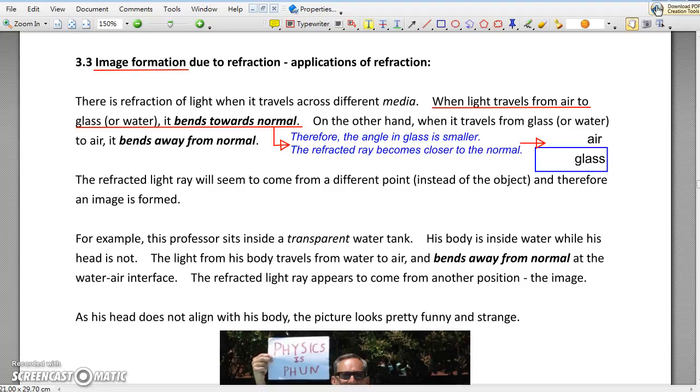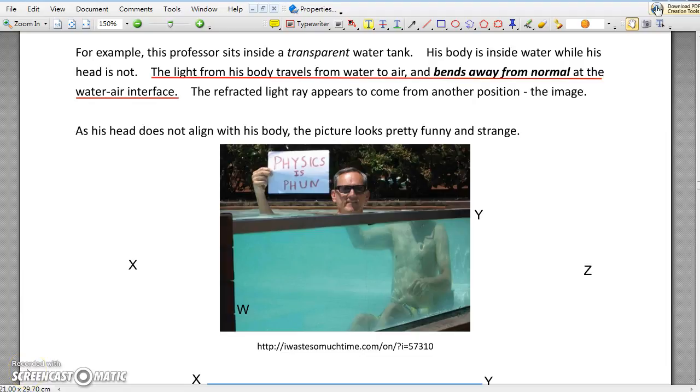When we have air and glass, and the light ray travels from air to glass, you will see when you draw a normal, then the refracted angle in glass is smaller. We say the light ray bends towards the normal. And this can be important if we want to explain the following picture.